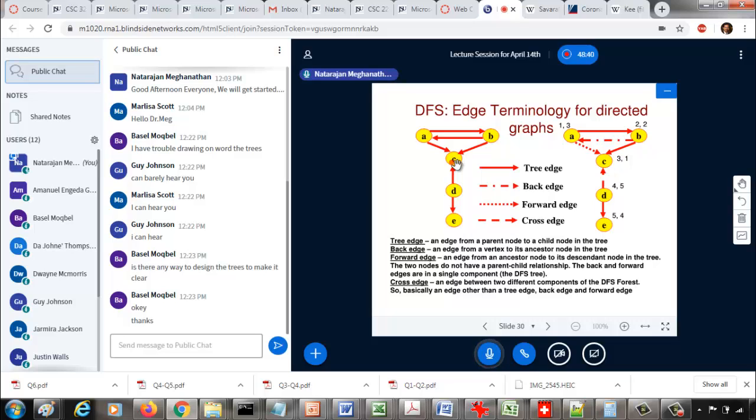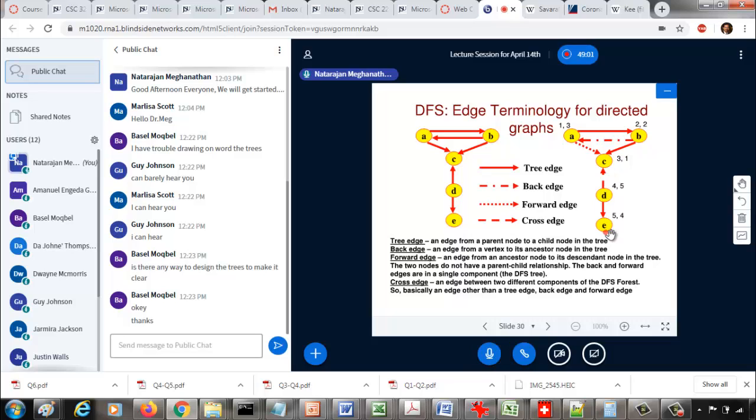Again, we cannot go to C because it's already visited. So we try to go somewhere else from D. In this case, we can go to E, which has not yet been visited. So we are visiting E for the first time, and the edge DE should be called a tree edge. So we push E to the stack. That's the fifth vertex to be pushed to the stack.